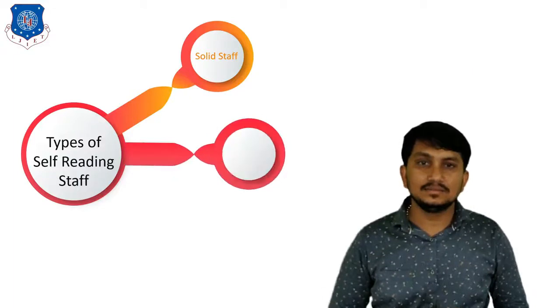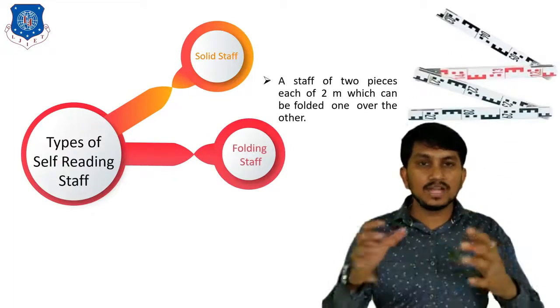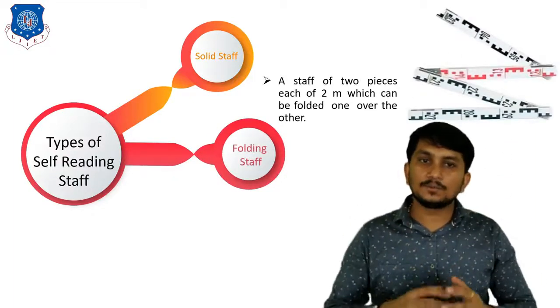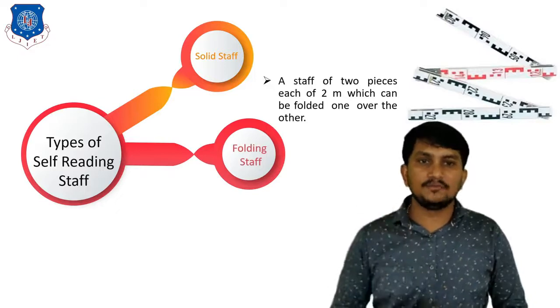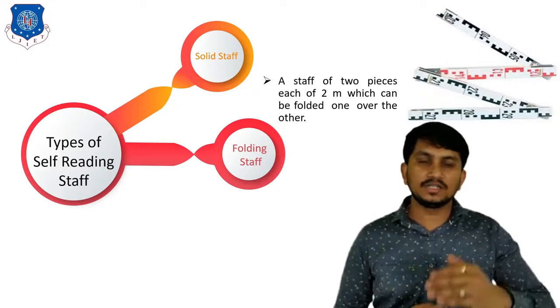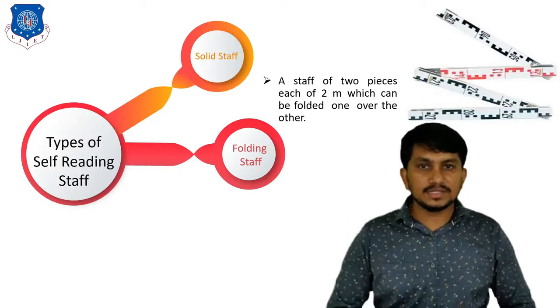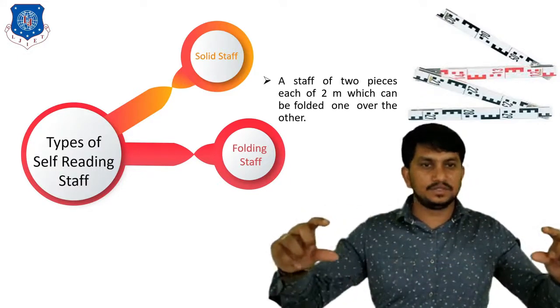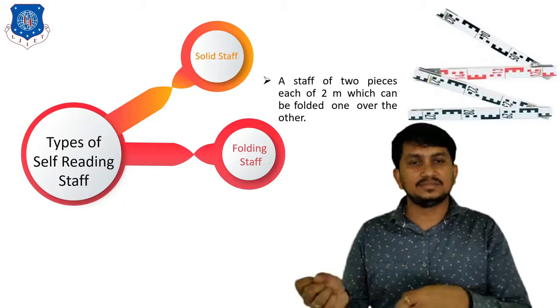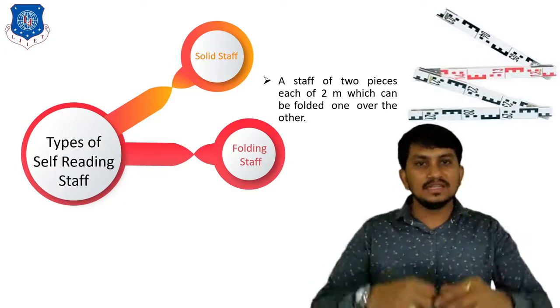Second is folding staff or foldable staff. A staff of 2 pieces each of 2 meters which can be folded one over the other by hinge is called a folding staff. Its overall length is 4 meters, but carrying length is about 2 meters because it can be folded.